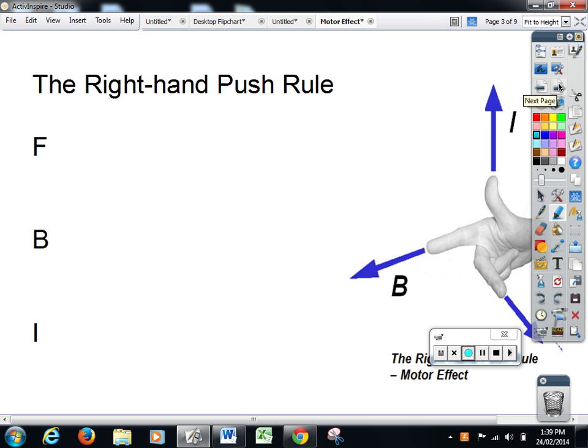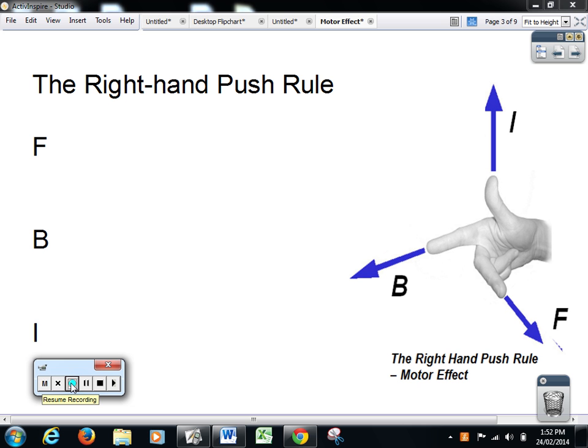So we'll come to this one here. This is called the right-hand push rule. And we're going to be looking at the FBI rule of motion. But before we do that, I'm going to show you a small demonstration of how the motor effect actually causes movement. So we're going to pause here and we'll go and have a look at the demonstration.